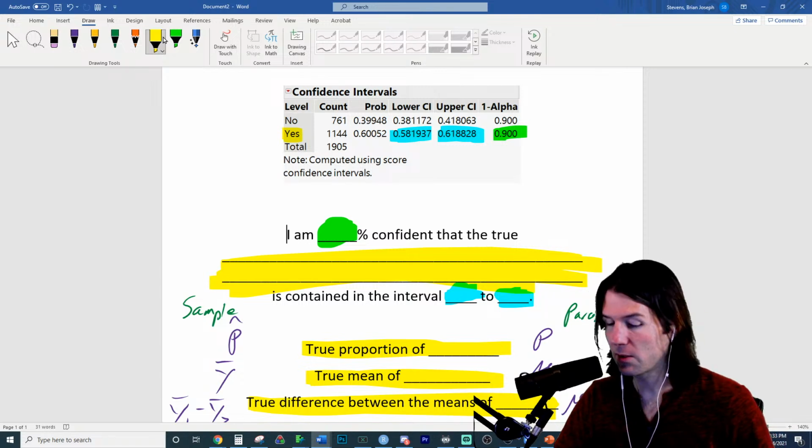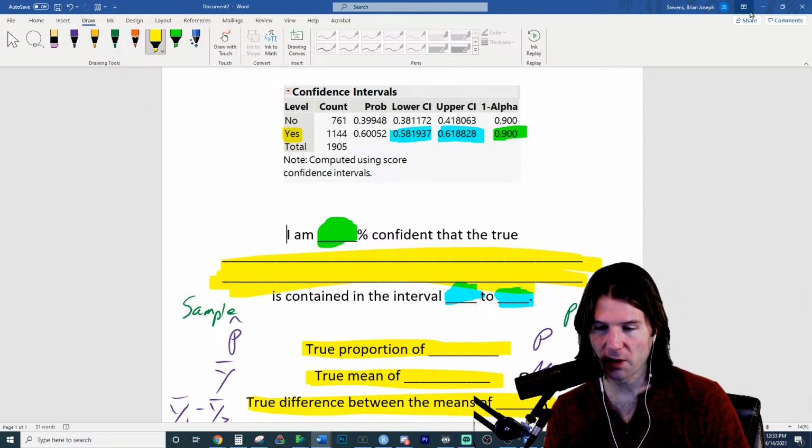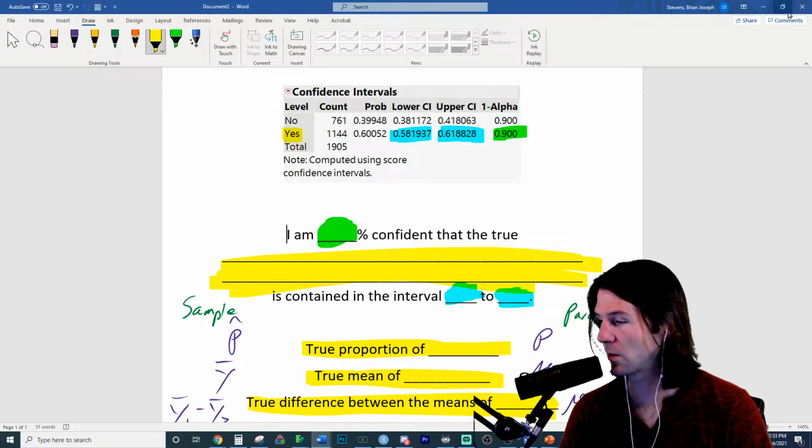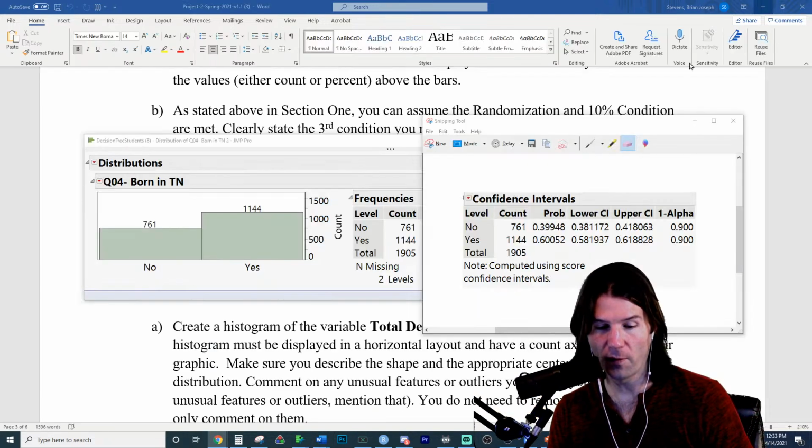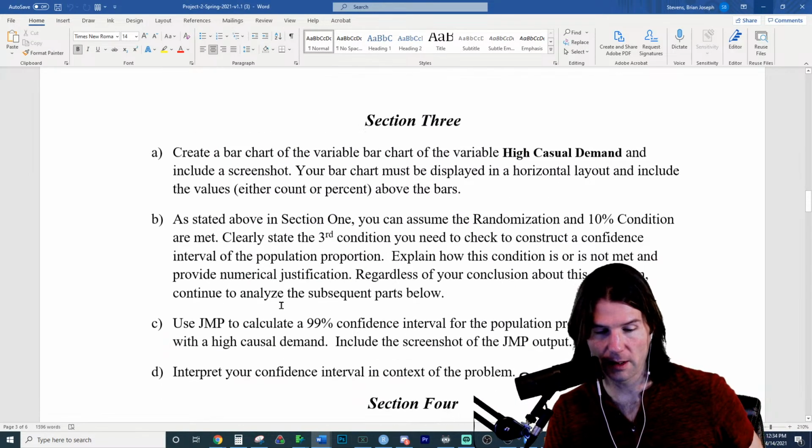Section 4, yeah, let's do it. We just did section 3, right? So I think section 4 is a good one to do next.